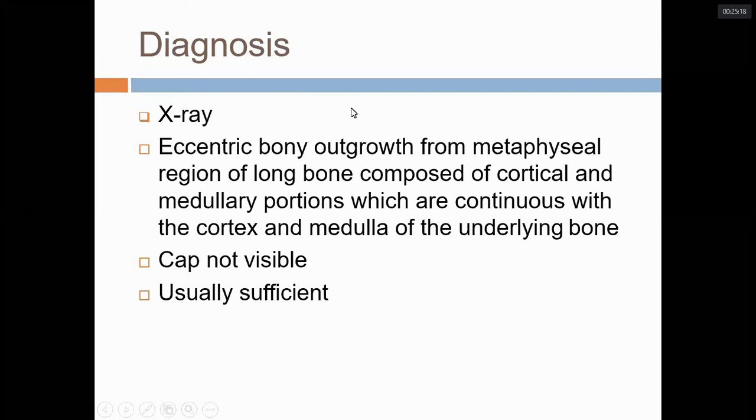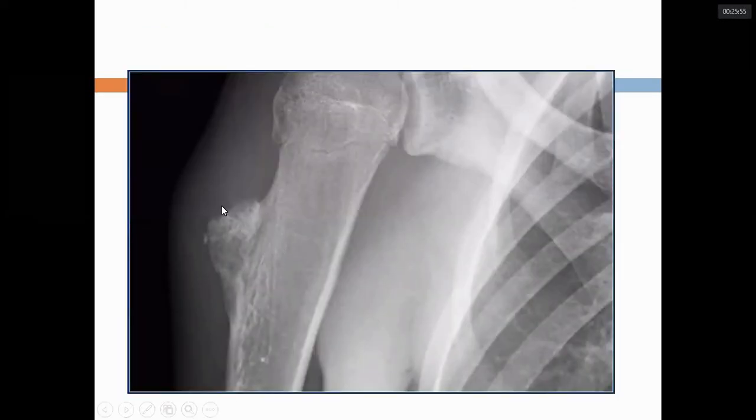Diagnosis: generally X-ray is enough for the diagnosis, but on X-ray the cap is not visible. It shows an eccentric bony outgrowth from the metaphyseal region of the long bone, composed of cortical and medullary portions. Both cortical and medullary portions are present within the osteochondroma. The osteochondroma is continuous with the underlying bone, and the cap is not visible because it's made of cartilage, and this test is usually sufficient for the diagnosis. This is the osteochondroma.